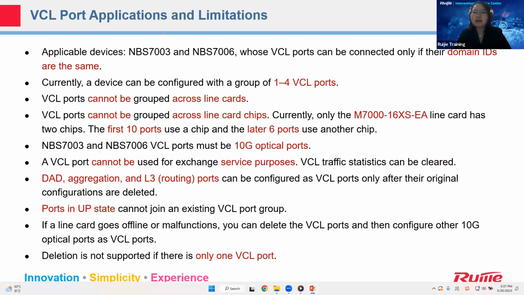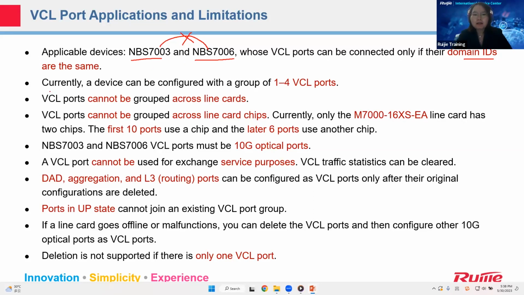We also have some applications and limitations. We can see them one by one, and what's the meaning of each. The first is the applicable devices. NBS 7003 and 7006, whose VCL ports can be connected only if their ID domains are the same. And the domain ID cannot be changed on these NBS switches. So 7003 and 7003 can form a VCS, and both 7006 can form one, but 3 and 6 cannot. So pay attention to this one.